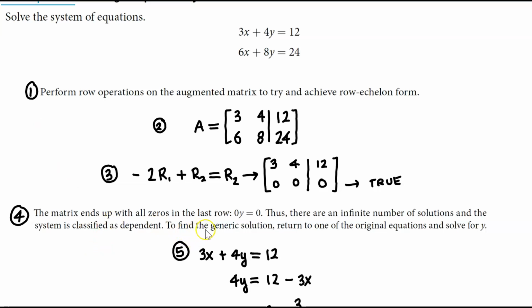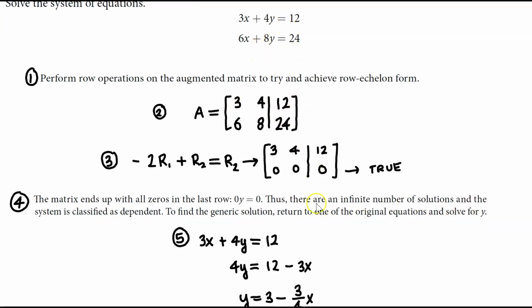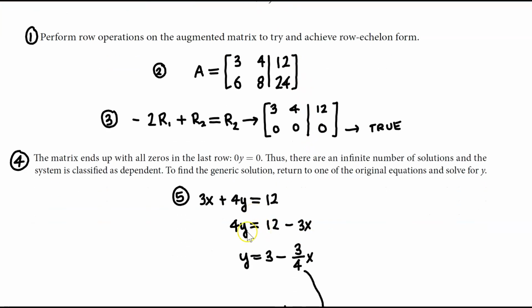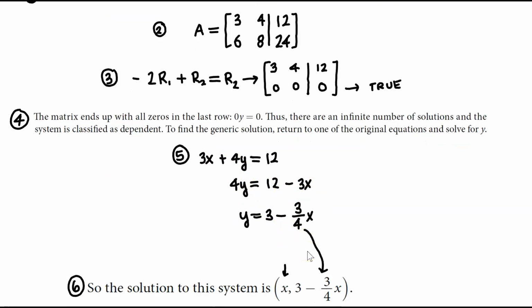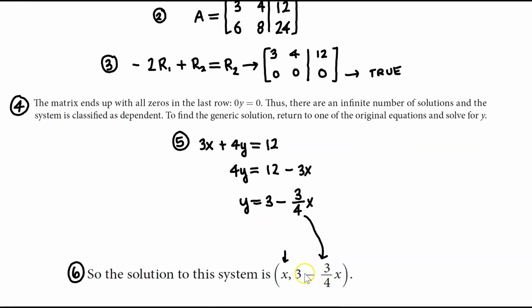And now what we want to do is find the general solution. We return to one of the original equations and solve for y. So the original equation was 3x plus 4y equals 12. If we solve for y by subtracting 3x from both sides and dividing each term by 4, that means the y value represents 3 minus 3/4 x, and then the x value is just going to be x.